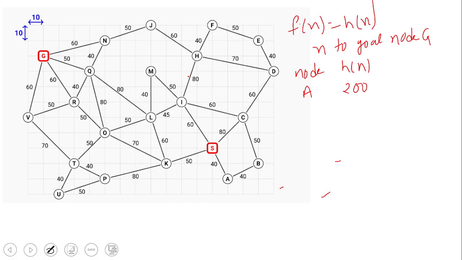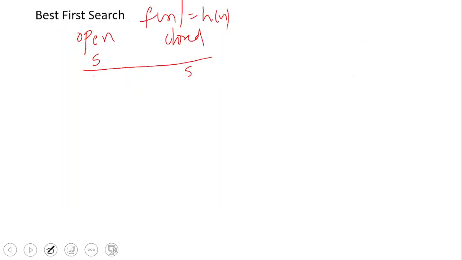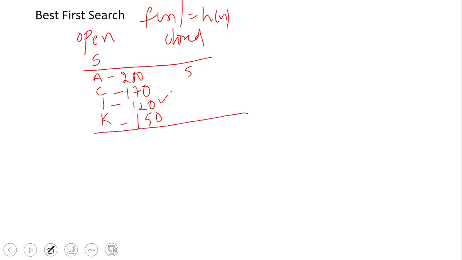What are the nodes connected to S? The nodes connected to S are A, C, I, K. A is having 200, C is having 170, I is having 120, and K is having 150. After writing all these, you see which is having the lowest heuristic value among these. I is having the least. The node with the least heuristic value is moved to closed. So I will be moved.